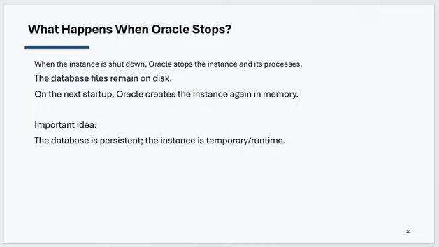This is one of the easiest ways to understand the difference. When Oracle is stopped, the instance disappears from memory, but the database remains on the storage. When Oracle starts again, a new instance is created, and that is linked again with the previously existing database, which is stored on the disk. So the instance is temporary and the database is persistent.